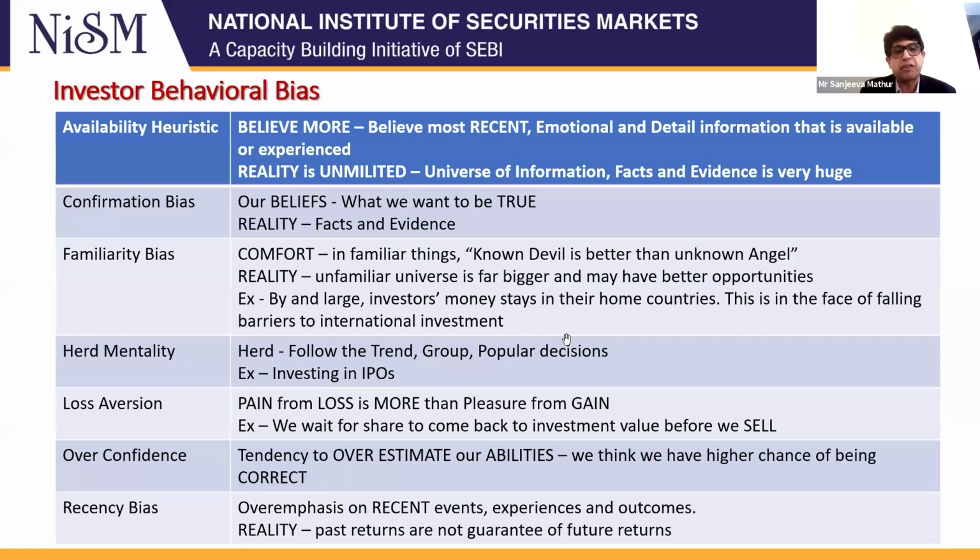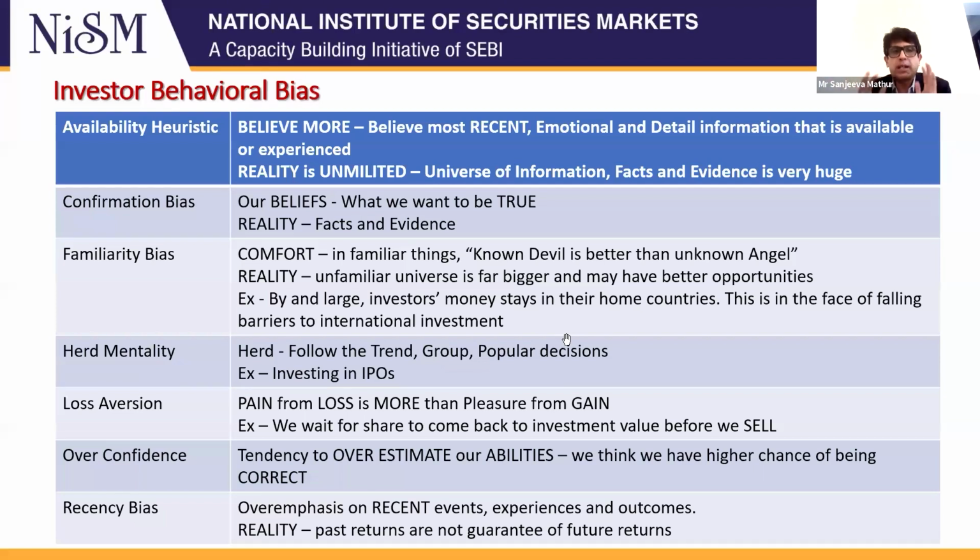Recency bias: overemphasis on recent events, experiences and outcomes. Reality: past trends are not guaranteed future returns. Just an example. When COVID happened, unfortunately, I don't want to repeat that incident. When the lockdown happened, the markets crashed to the lowest level. Everybody was panicking, saying it will go to 6,000, 5,000. What happened? In 8 months, it went to 18,000. Record after record, record after record.